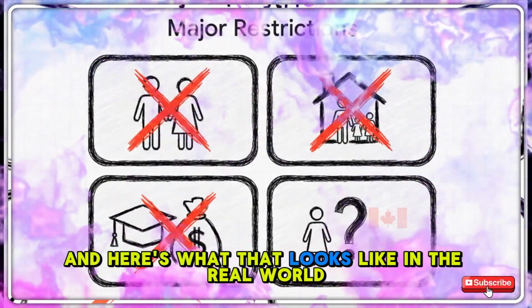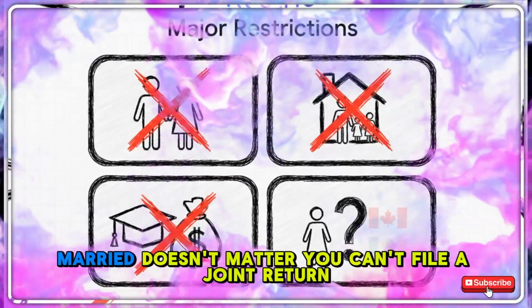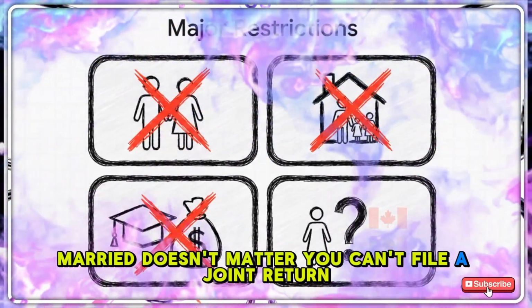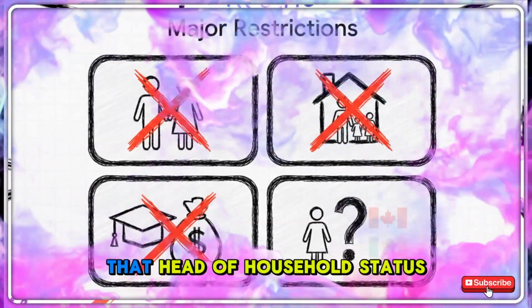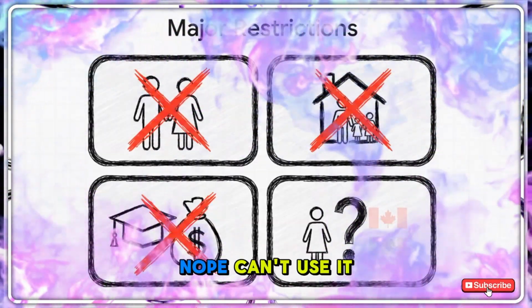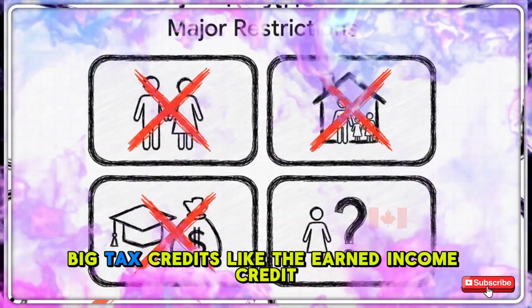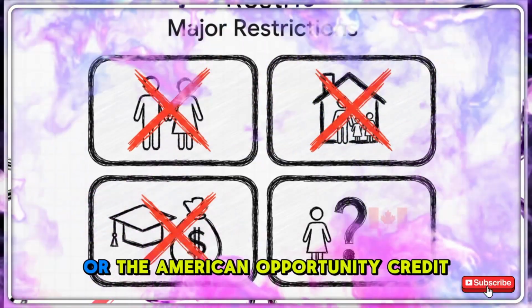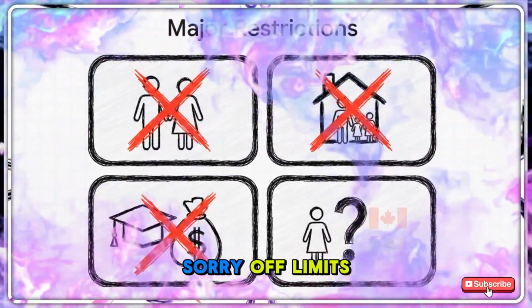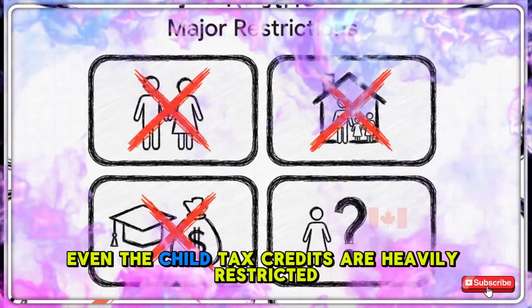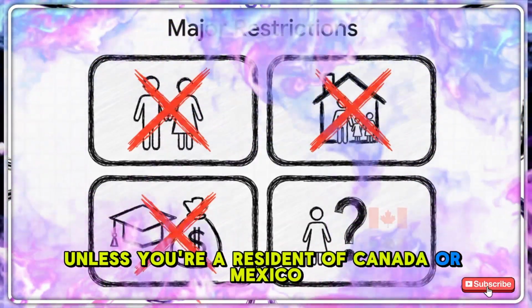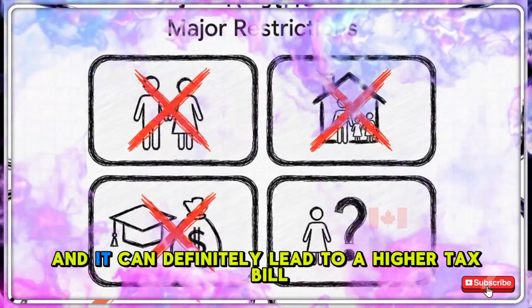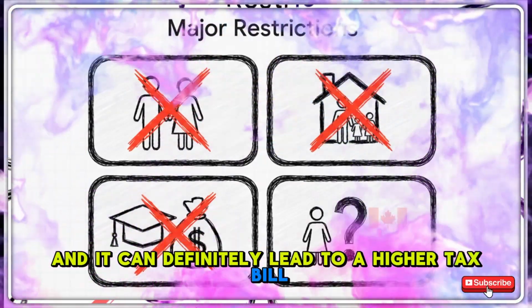And here's what that looks like in the real world. Married? Doesn't matter. You can't file a joint return. You have to file as married filing separately. That head of household status? Nope, can't use it. Big tax credits like the Earned Income Credit or the American Opportunity Credit, sorry, off limits. Even the child tax credits are heavily restricted unless you're a resident of Canada or Mexico. It all adds up, and it can definitely lead to a higher tax bill.